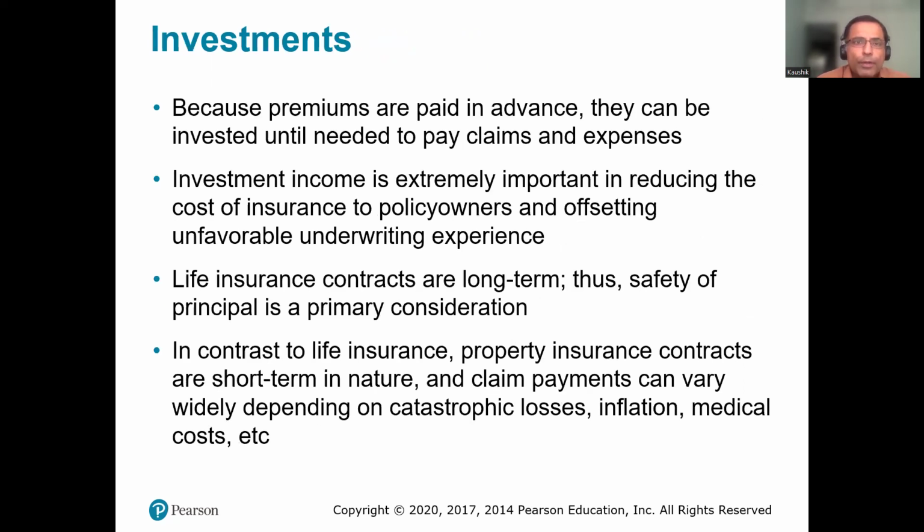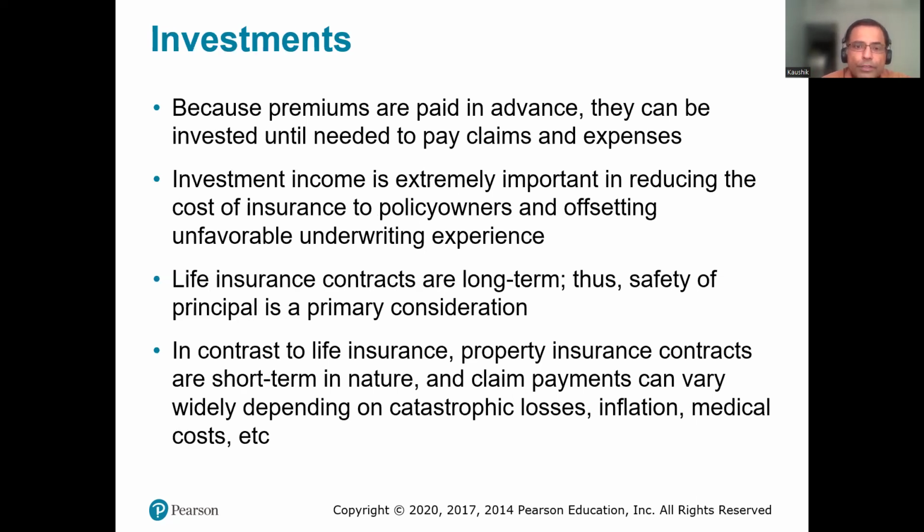The next important operation in an insurance company is investments. So the company receives premiums in advance, which they are supposed to use to pay out claims as well as cover expenses. Now, since the premiums are paid in advance, they are available upfront and they can be used to invest in different instruments and earn additional returns.